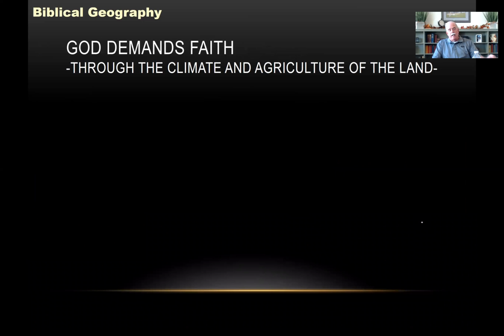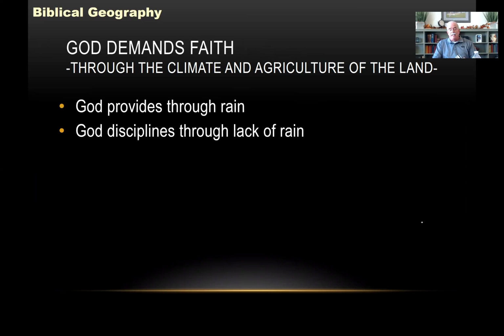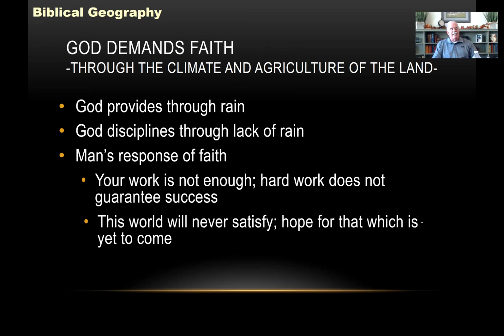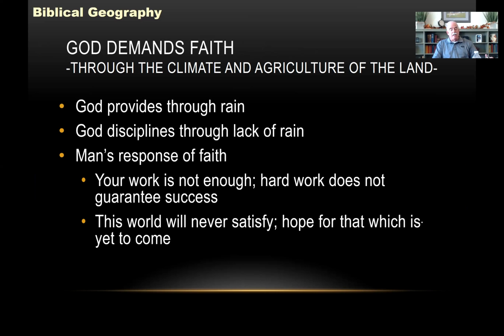And the point to be made here in closing is that it's a kind of land, although it's a good land, it is totally dependent upon God's watch care. And so he says through both the climate, the cycle, and so on, and the agriculture of the land, God provides through rain to give you that grain, but he disciplines through lack of rain. And so man's response of faith is hugely important. And Todd is making the point here that God frames the land and shapes the land and frames the climate and so on to make the point that your work is not enough. Hard work doesn't guarantee success. And you're dependent upon God.